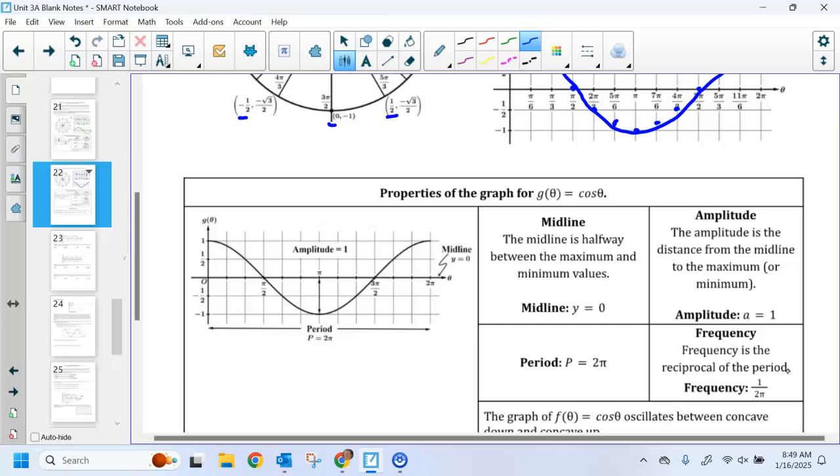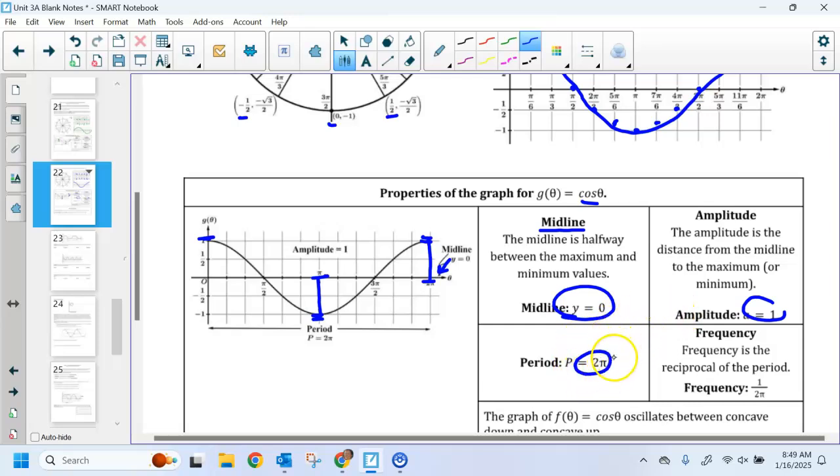So the key properties of the cosine graph. First of all, we have a midline again. The midline is still half the distance from the min to the max. The max is still 1. The min is still -1. So your midline is still here on the x-axis, the line y equals 0. Amplitude is still the distance from the midline to the min and the midline to the max. So the amplitude of your core cosine function is 1, just like the sine function.